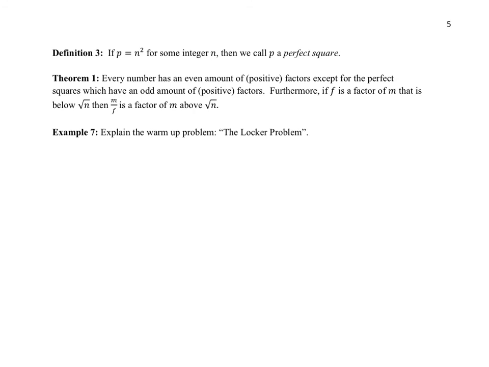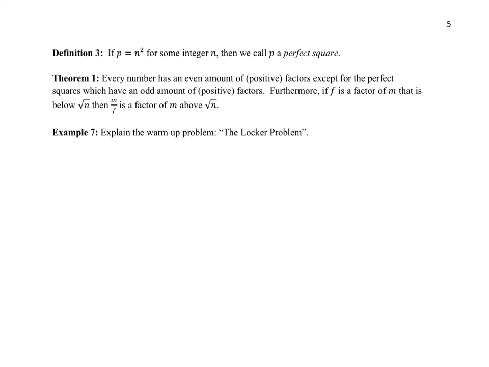So furthermore, if f is a factor of m, so f is our factor and m is our multiple, and it happens to be below the square root, then m divided by f is our other factor that happens to be above the square root. So they always come in pairs. Everything below the square root pairs with one above the square root. So there's a nice balance with that.